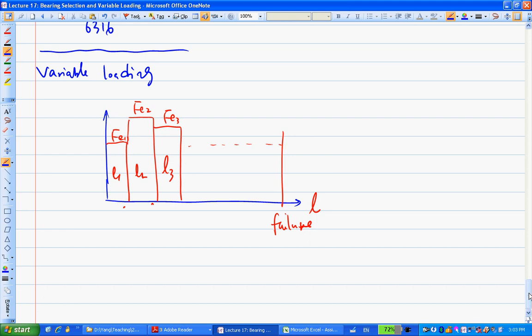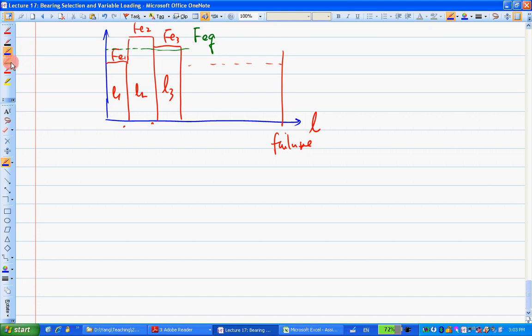Let's say I have three different loads in this case. What you want to do is find an equivalent FE, so that this equivalent FE will do the same damage as FE1, FE2, FE3, subject to L1, L2, L3 number of cycles for each. That's one of the approaches we're going to use here.